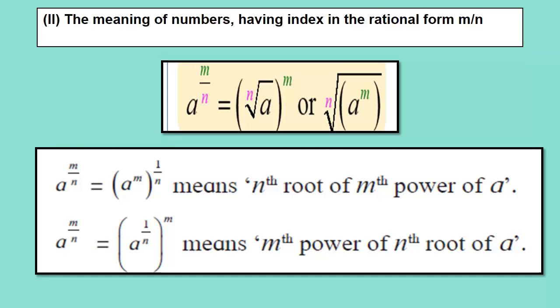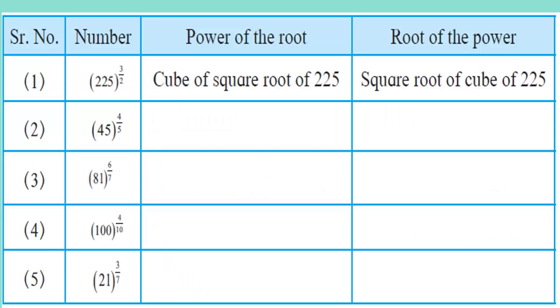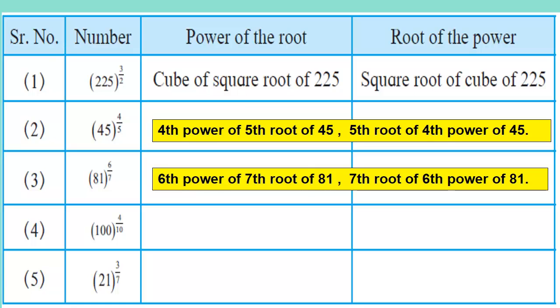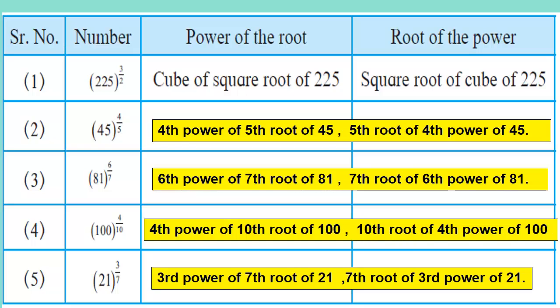Now second case. We write 1 upon n inside. So nth root right here and m is outside. So first we always consider and we'll read the number which is outside the bracket. So mth power of, inside it is nth root of a. Few examples. So for the second number 45 raised to 4 upon 5, I will write 4th power of 5th root of 45, or I can write 5th root of 4th power of 45. Same way, look at these answers, check whether you are correct or not.